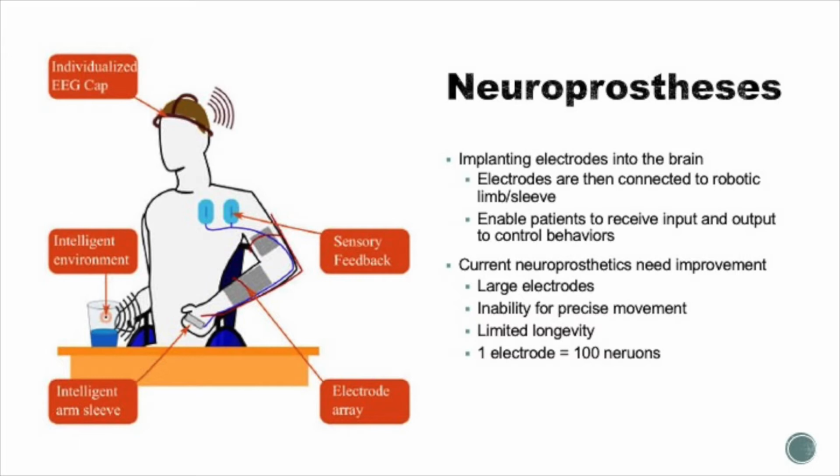The longevity of these electrodes is also an issue. And the hardest hurdle that's come up with these is that one electrode can only control up to 100 neurons. And as you can imagine, 100 seems like quite a lot of neurons, but in fact, your brain has millions and millions of neurons. And so in order to capture all of the neurons or even a large region of neurons that are damaged, you would need many electrodes in a very small space, which is the problem that they're currently having. But there have been advances to make these electrodes smaller, so only time will tell how effective these neuroprostheses can be in the future.